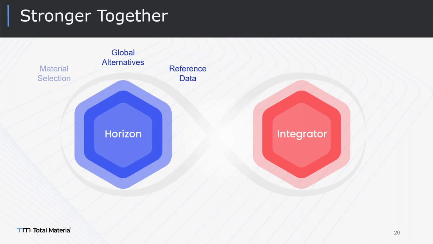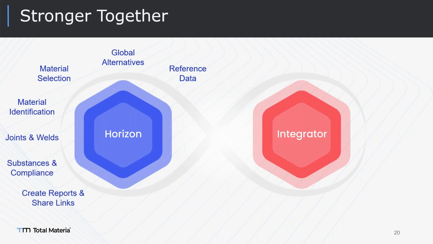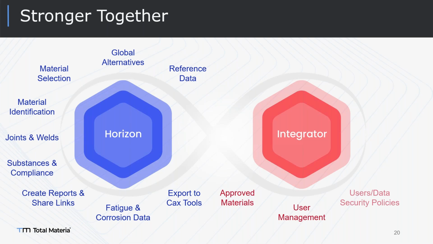Integrator is combined with Horizon, reference data, global alternatives, material selection, identification, joints and weldings information, substances and compliance, creating reports and sharing links, fatigue, corrosion data, and export to simulations. All these options are coming with Integrator. Then you're filtering these materials. You can create your approved material list, user management, and user data security policies, and your substances compliance info.